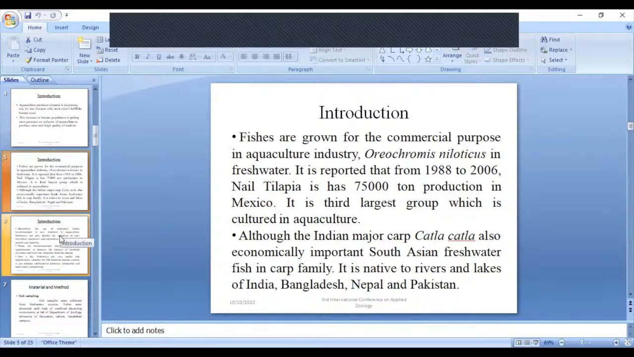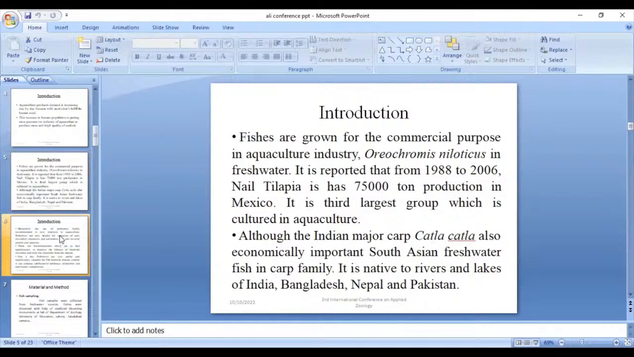Although the Indian major carp, Catla, is also an economically important South Asian freshwater fish in the carp family, which is native to rivers and lakes of India, Bangladesh, Nepal, and Pakistan.